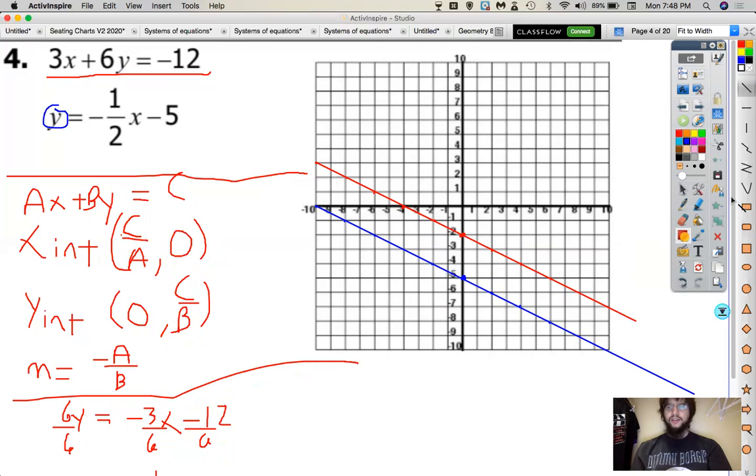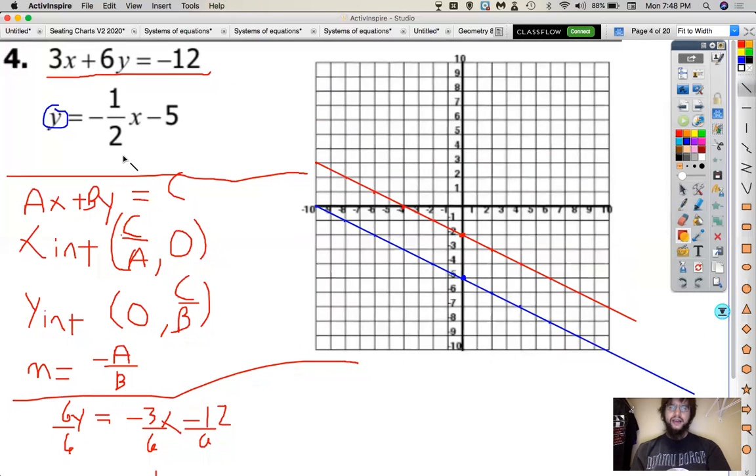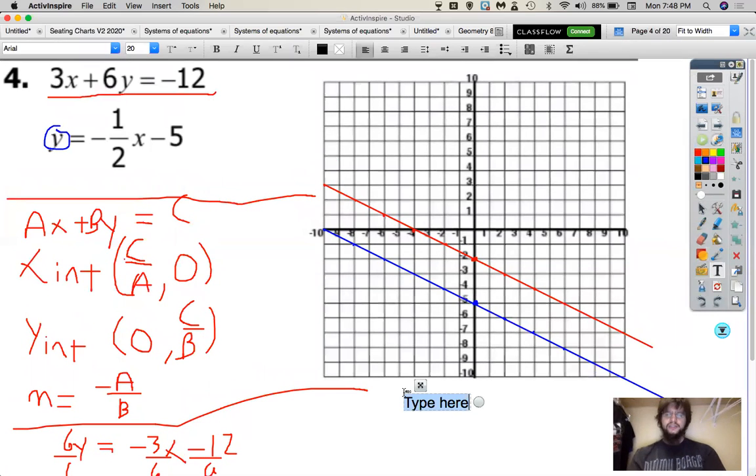Oh, let's look at the slopes. Negative a half. Negative a half. Same slope, they're parallel. Or the same line. In this case, they're parallel, so there is no solution. That's it. They don't intersect. No answer. Moving on.